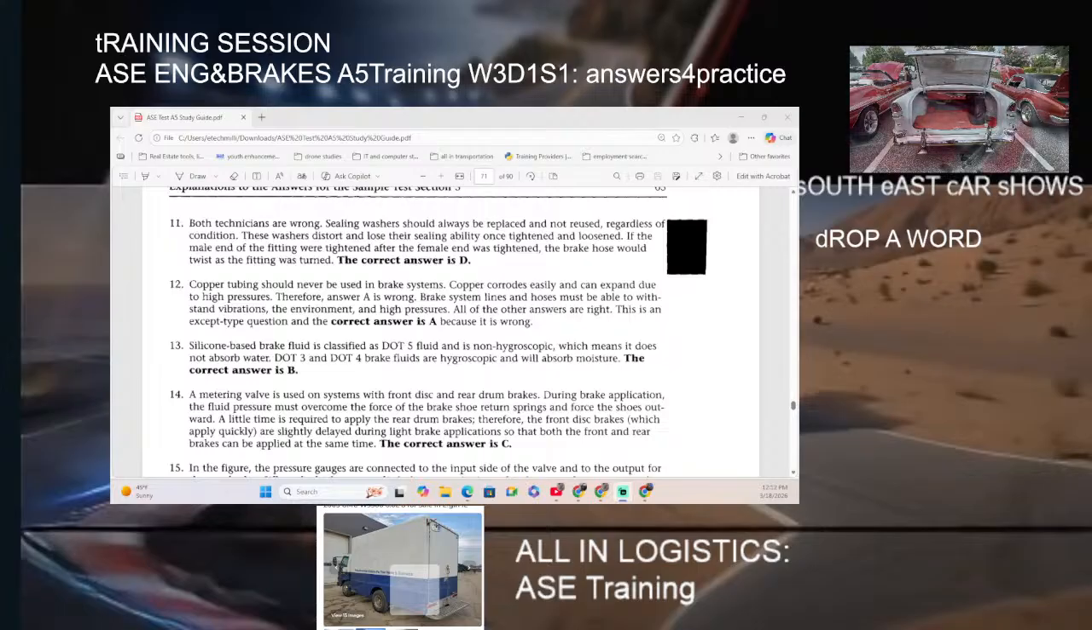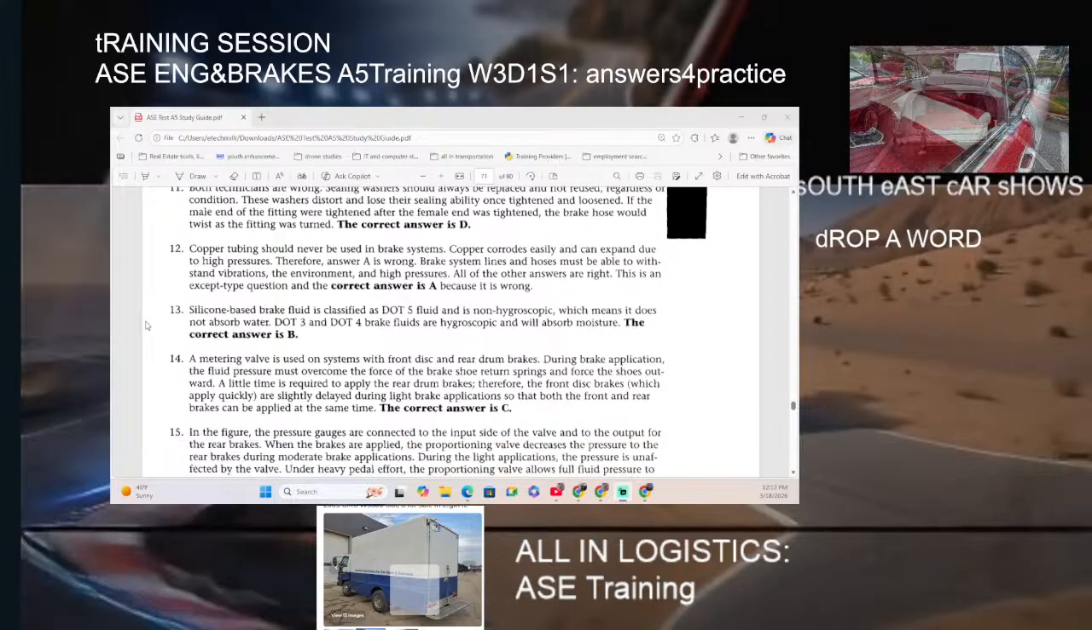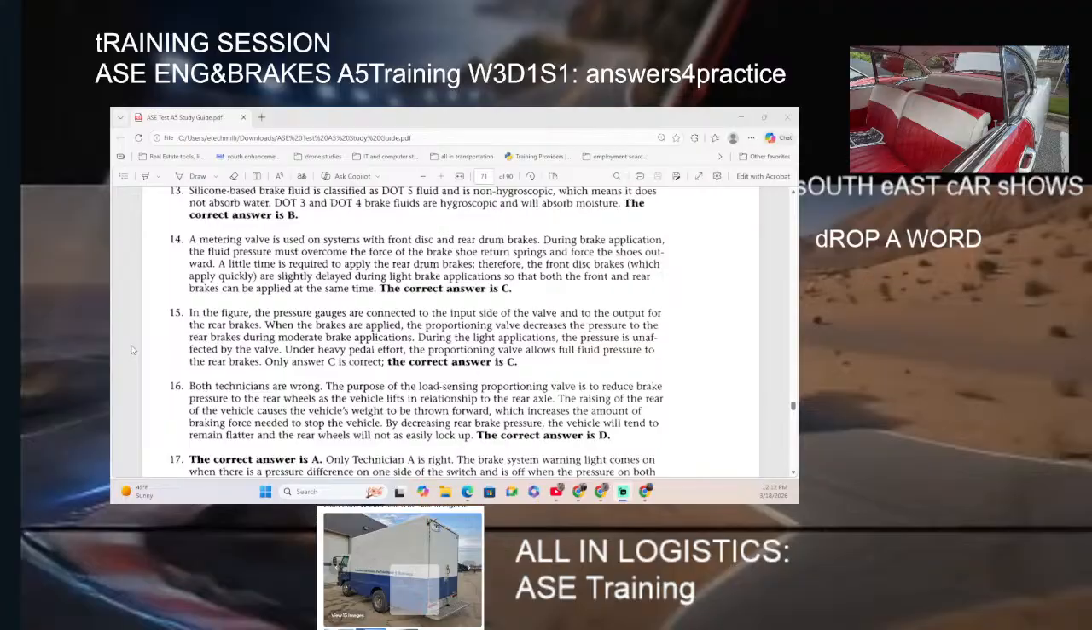13. Silicone-based brake fluid is classified as DOT 5 fluid and is non-hygroscopic, which means it does not absorb water. DOT 3 and DOT 4 brake fluids are hygroscopic and will absorb moisture. The correct answer is B.